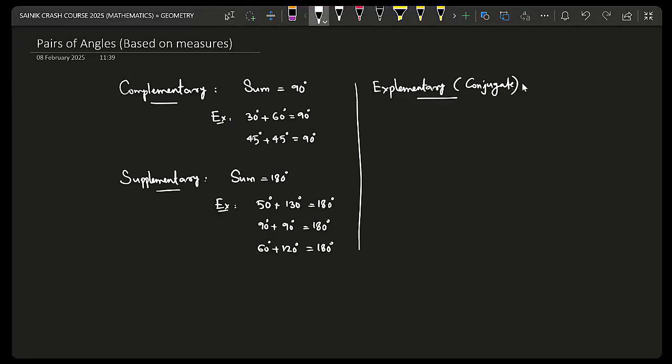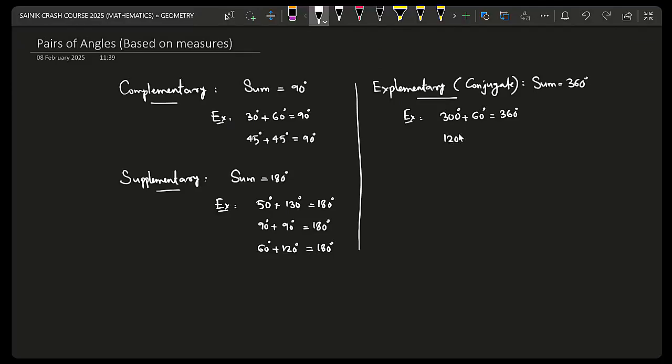So explementary angles means what? The sum of two angles is equal to 360 degrees. Then we call them explementary angles. What are the examples for this? We can take 300 degrees plus 60 degrees is going to be 360 degrees. So they are explementary angles, or each is called the explement of the other. That is, the explement of 300 is 60 and the explement of 60 is 300.